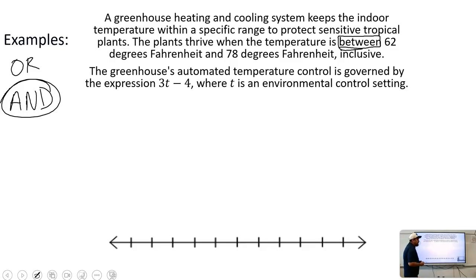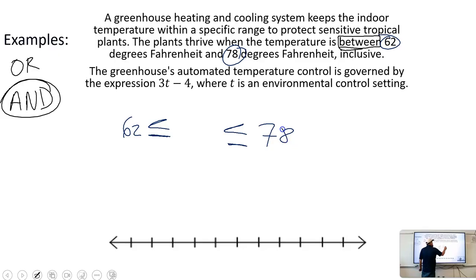The first thing I'm going to do is identify the low point of this temperature, and the low point is going to be 62 degrees. So I'm going to put a 62 first. Since it is inclusive, I'm going to say less than or equal to, because that means the 62 can be part of the solution. What's the high end of the temperature? The high end is going to be my 78 degrees. That's the highest it can be.